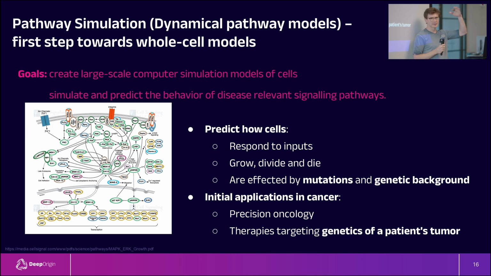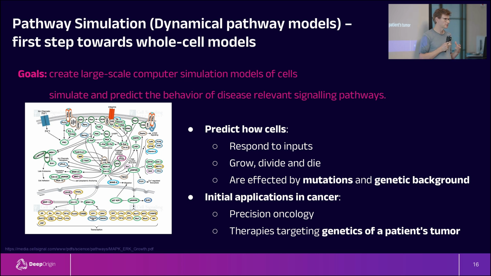So, if you go a step higher, we get to the pathway models. And these, again, have existed for a while, but usually they're small. And this is, how does a gene affect a protein? And what are the whole sorts of feedbacks to generate some outcome? So these types of models can predict how a cell responds to input. Will it grow or die? What are maybe the effects of some mutations?